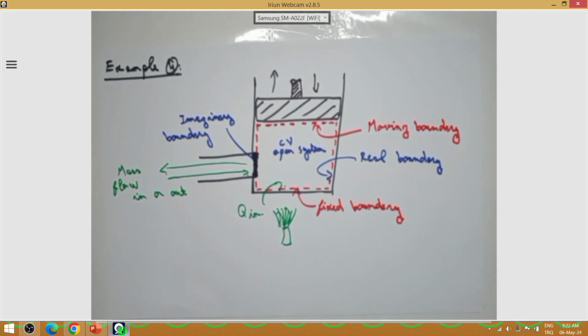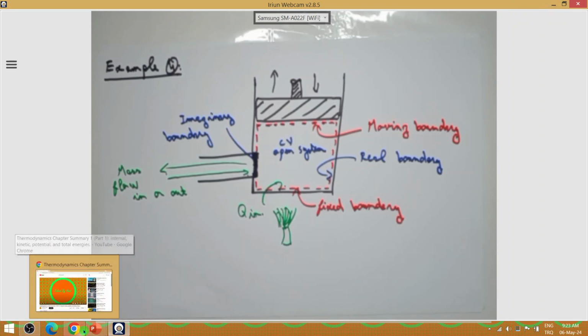So this example finishes part 2 of chapter summary 1.